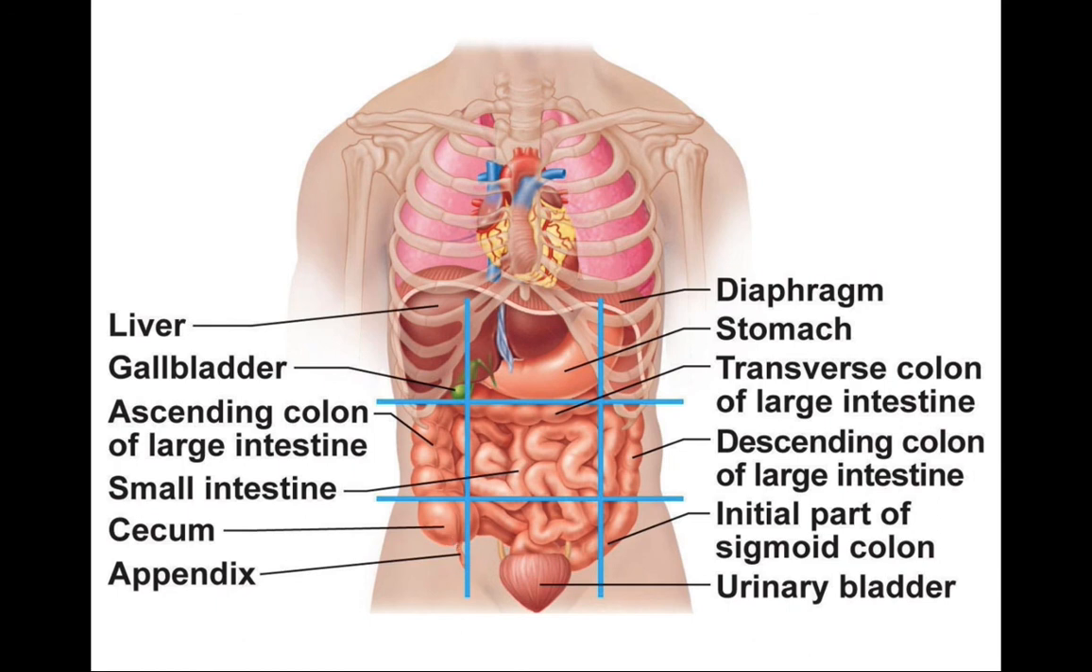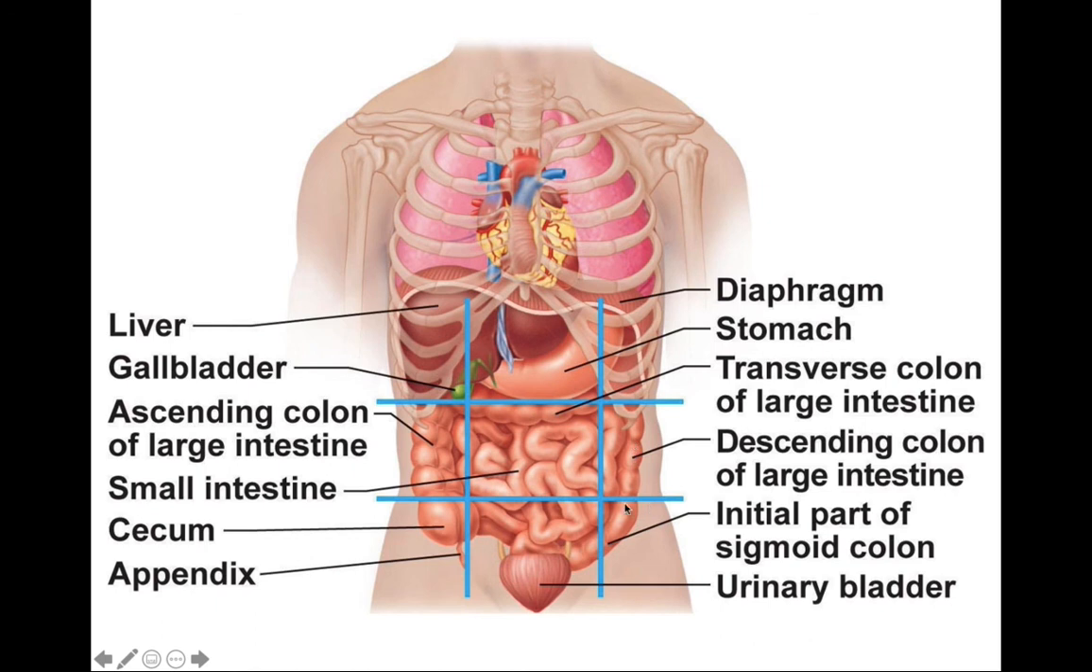The large intestine, also referred to as the colon, has four major parts. We have the ascending colon, the transverse colon, the descending colon, and the sigmoid colon. It is the sigmoid colon which is the last part of the large intestine found within the pelvic cavity. Specifically, the ascending colon is found in the right lumbar region, the transverse colon will also be assigned to our umbilical region, and the descending colon will be found in the left lumbar region.